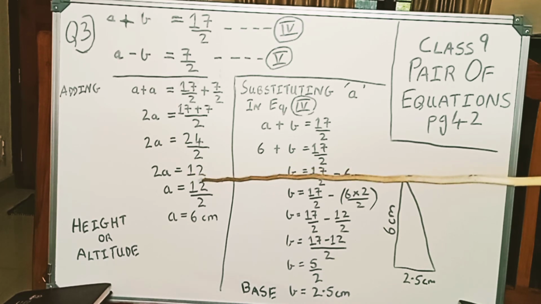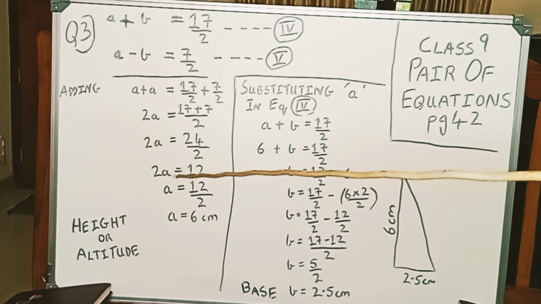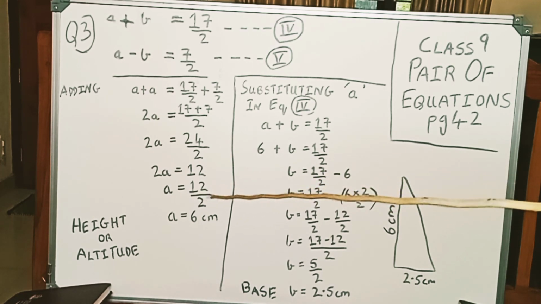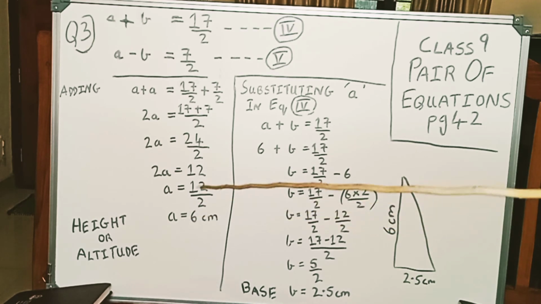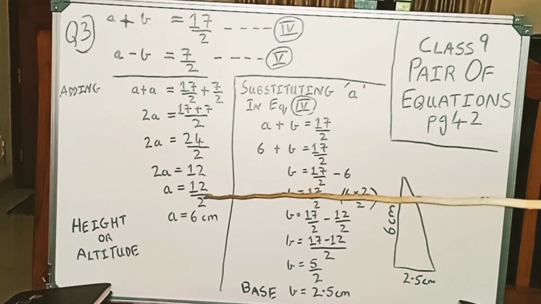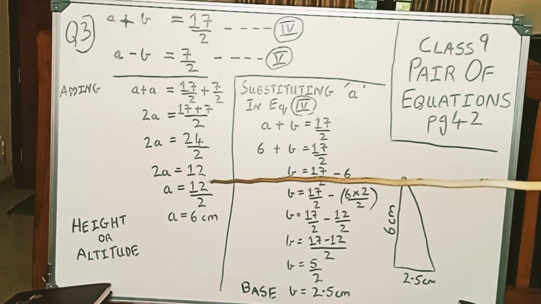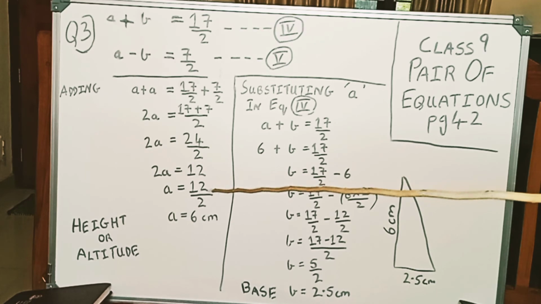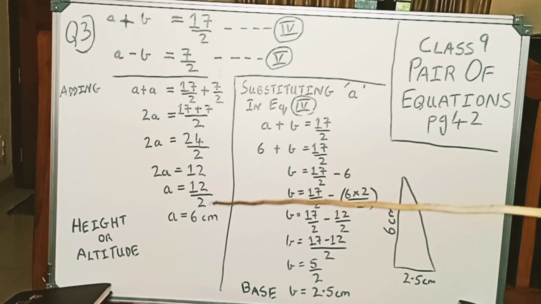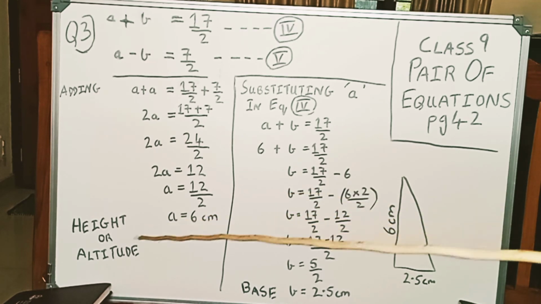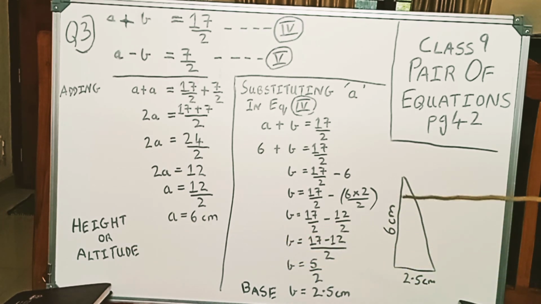So 2a is equal to 12. This multiplication 2 into a, when we take it to the opposite side, it gets divided. a is equal to 12 divided by 2, so this is how you will get 6. 6 twos are 12, and the numerator 2 and denominator 2 get cancelled, and that is how you get a is equal to 6 centimeter. So a is the height or the altitude of the right angle triangle.